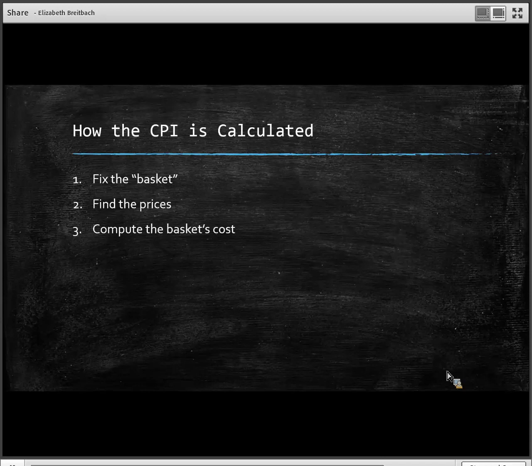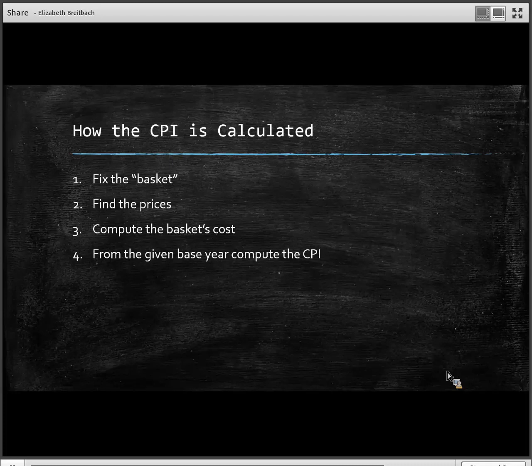Then they compute the basket's cost. So based on the X pounds of bananas that the typical household purchases, they find the price and they multiply those two together to get the basket's cost. So they're adding up the cost of everything in the basket together to get that total basket's cost.